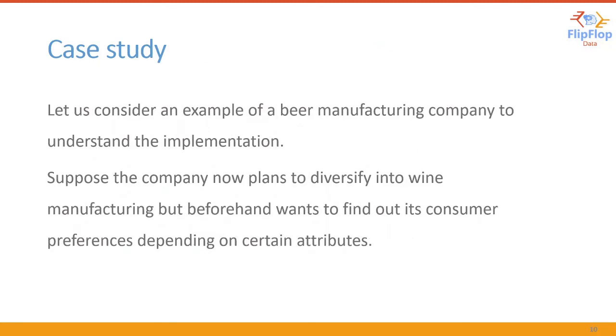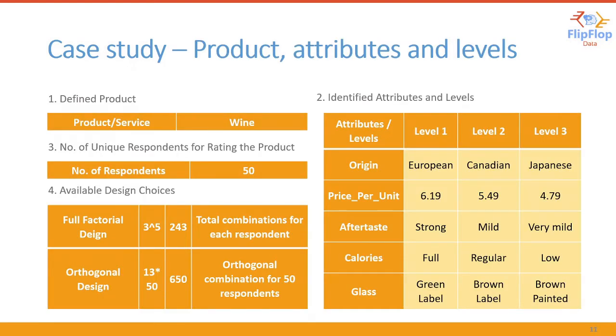So let's start with our case study. Let us consider an example of a beer manufacturing company to understand the implementation. Suppose the company now plans to diversify into wine manufacturing, but beforehand wants to find out its consumer preferences depending on certain attributes. So, first is defining the product or service. Our product or service here is wine.